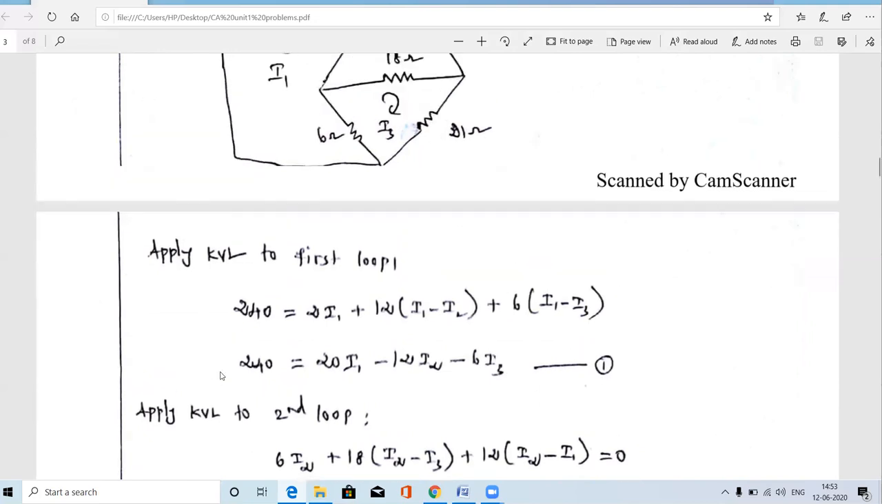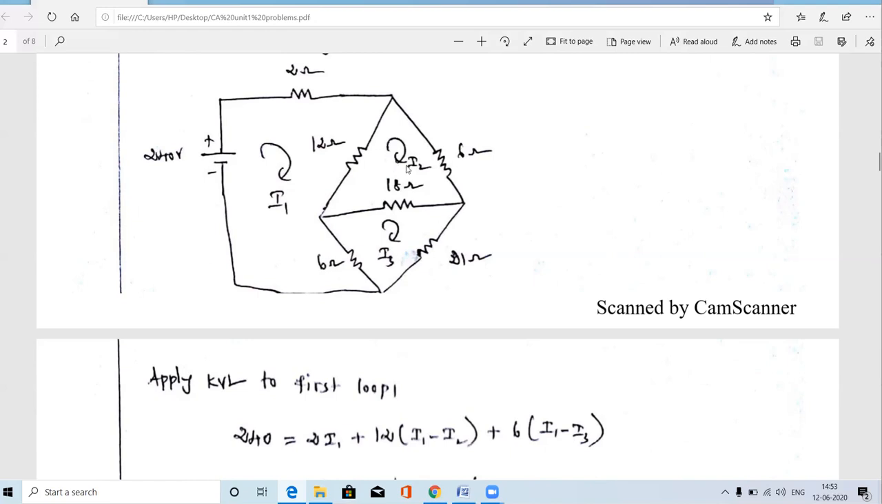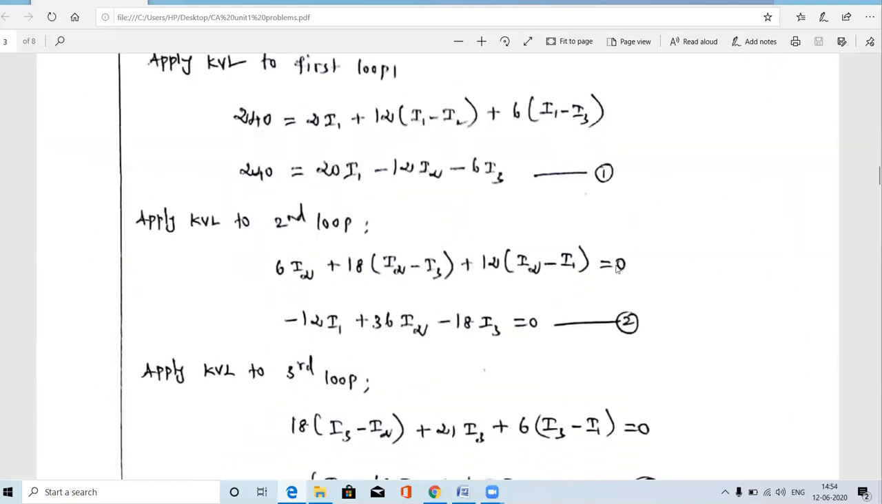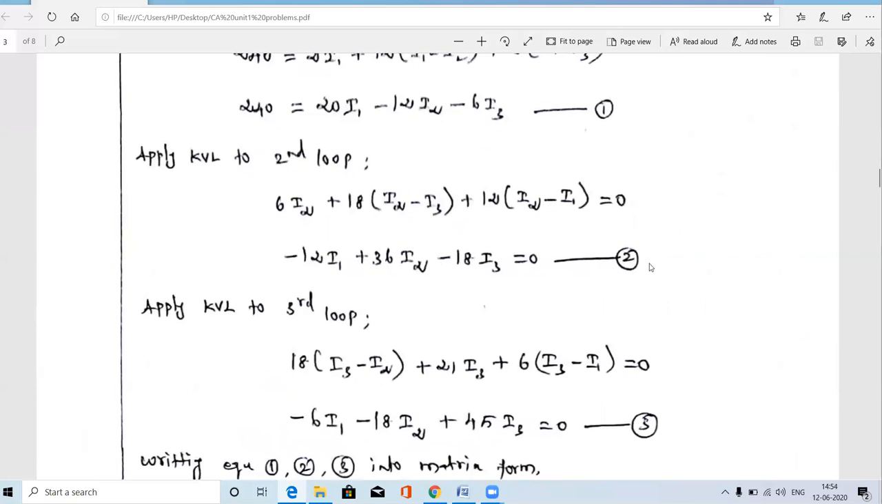Similarly, apply KVL to the second loop. In the second loop, there are only 3 resistances and no voltage source. So the voltage rise is 0, and everything is a voltage drop. So 6 into I2 plus 18 into I2 minus I3. When we are writing the loop 2 equation, we have to consider that loop's current minus the other loop's current. So 18 into I2 minus I3 plus 12 into I2 minus I1 equals 0. Collect the terms and this is equation number 2.